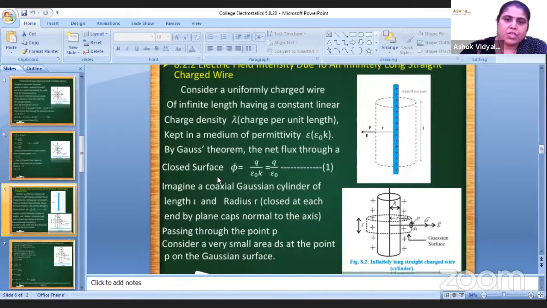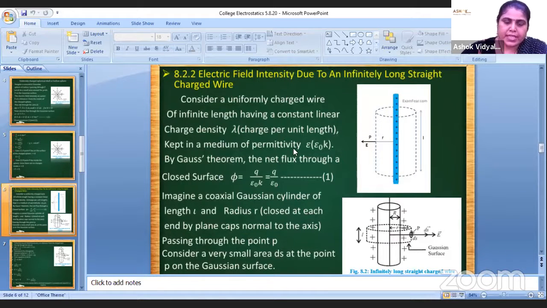Now the next application of Gauss law: the electric field intensity due to an infinitely long straight charged wire. Consider a uniformly charged wire of infinite length having a constant linear charge density lambda, that is, charge per unit length, kept in a medium of permittivity epsilon equal to epsilon naught k. Then again by Gauss theorem, the net flux through a closed surface, phi, is equal to q upon epsilon naught k, where q is divided by epsilon.